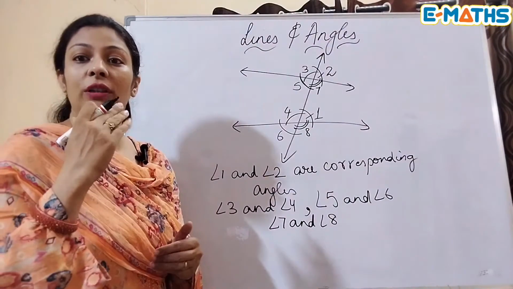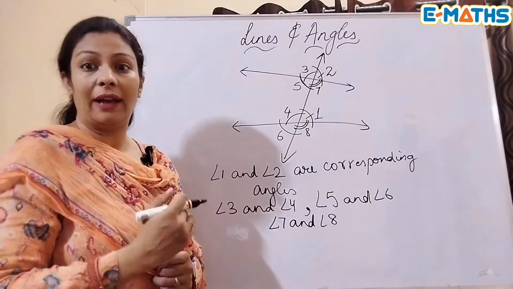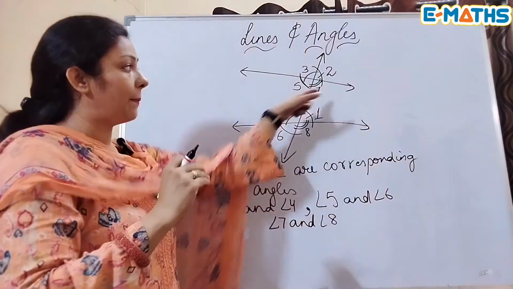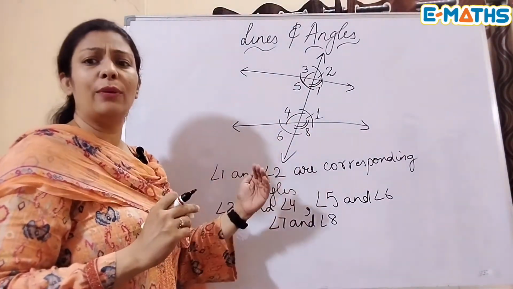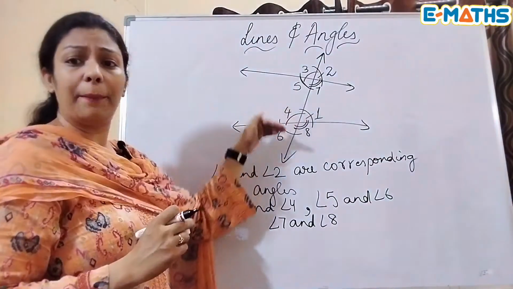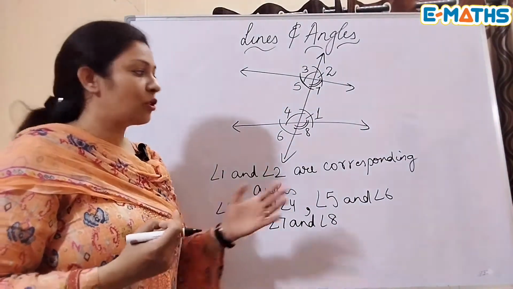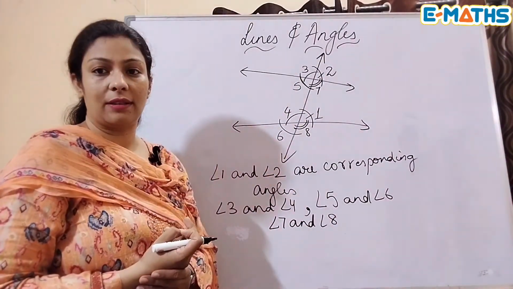Remember, it has to be on the same side of the transversal and on the same part. Like if it is upper, then you have to take the upper part of the next line as well. And same thing goes for other pairs of angles as well. So this is all about corresponding angles.